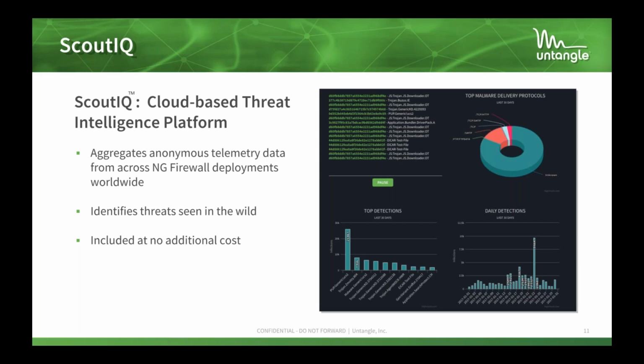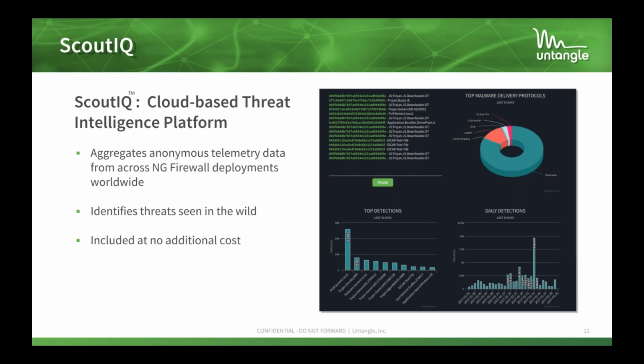I mentioned the Untangle Cloud Scan for virus telemetry data. What that is called technically is Scout IQ. This is a cloud-based threat intelligence platform that's included with our virus blocker application at no additional cost. So what it's really doing is aggregating anonymous telemetry data from across different Untangle deployments around the world. So when you opt in to communicate with Scout IQ, you're going to be able to share information with Untangles around the world through the Scout IQ aggregation system.